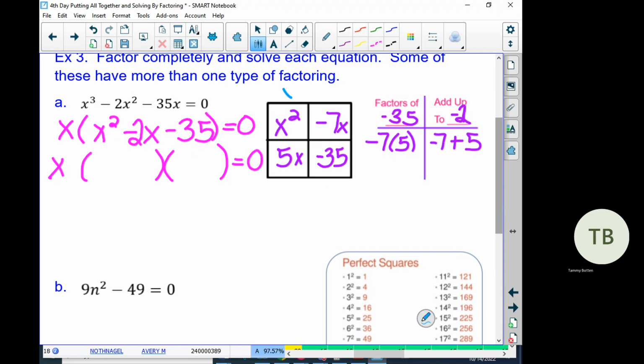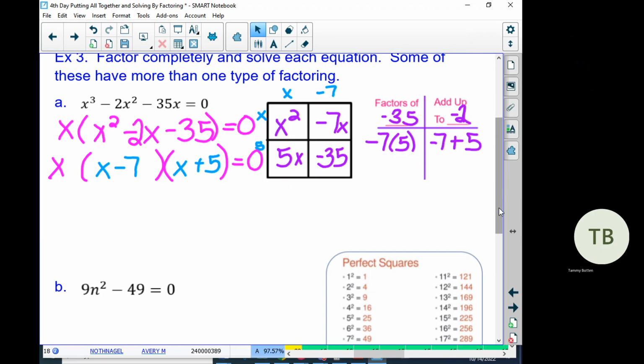For this, I'd go X times X. This would be -7 times X. X times what gives you 5X is going to be a 5, and -7 times 5 is -35. So one of these is X -7, and one is X plus 5.